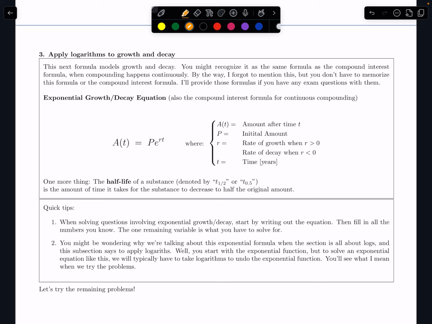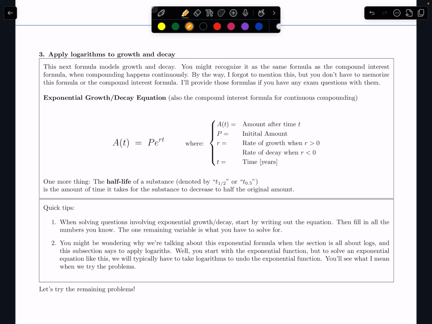Hey guys, we're on to the last topic. This is number 3, apply logarithms to growth and decay. And things are, as expected, taking a little longer than expected. So that means we're probably not going to finish early like I was hoping, but I do think we'll finish right about the 75-minute mark. So let's try to speed through this.